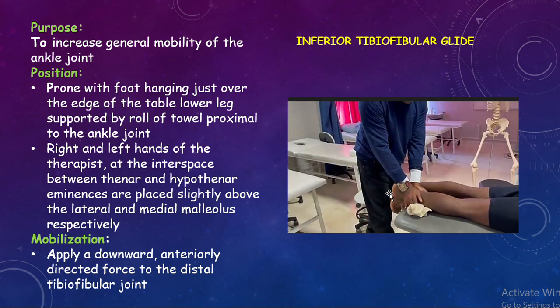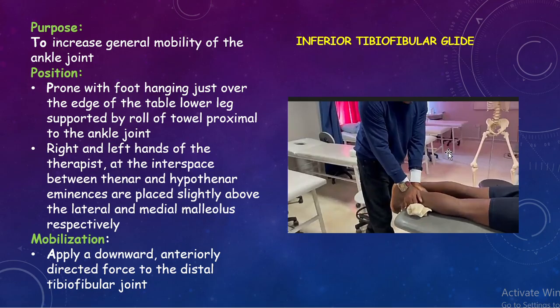Before we move to the ankle joints, it's always good practice to open up the inferior tibiofibular joint, just like we discussed when talking about the wrist joints in the upper extremities. So we start off with the inferior tibiofibular glide before we go to the tarsals and metatarsals. How do we carry out the inferior tibiofibular glide?